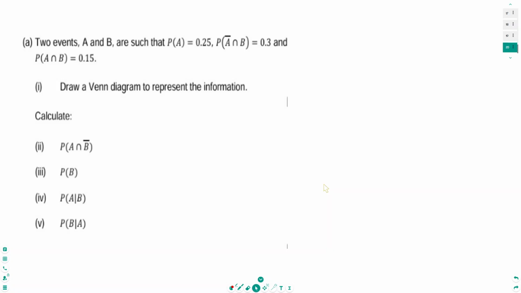Hello everyone, in today's lesson we are going to cover the topic probabilities, preparing Venn diagrams with probabilities and finding also probabilities.